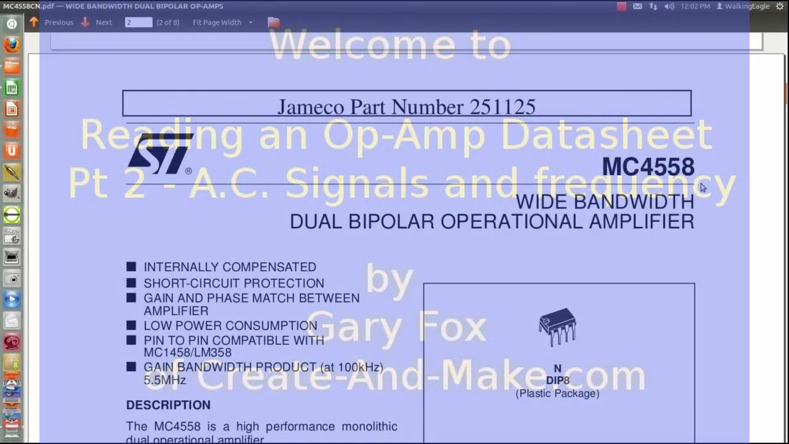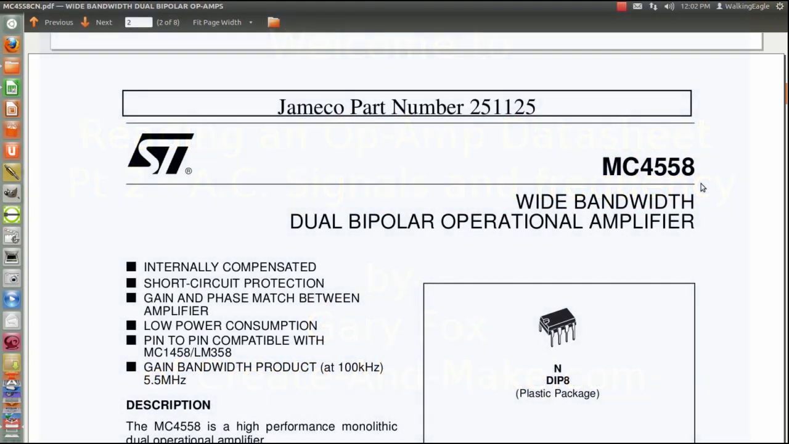Hello, it's Gary Fox here, and we are going to look at the second half of the op amp data sheet. We're finally getting back to it. On my website, we've talked about capacitors, inductors, frequency response, phase shifts, and all those good things. So we are now at the point where we can talk about the AC part of this op amp.